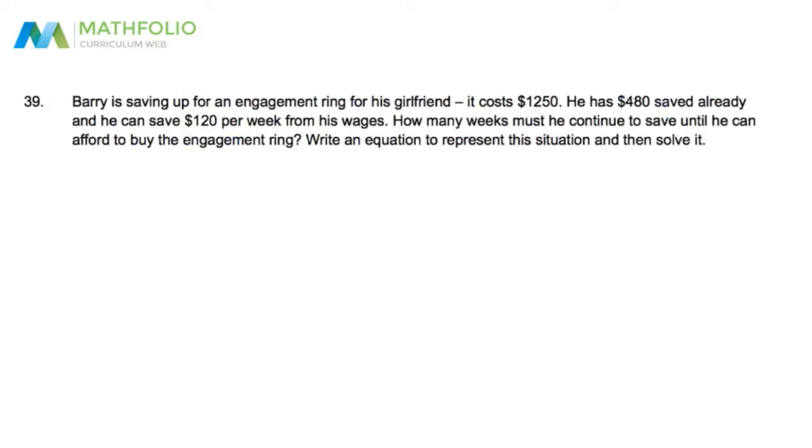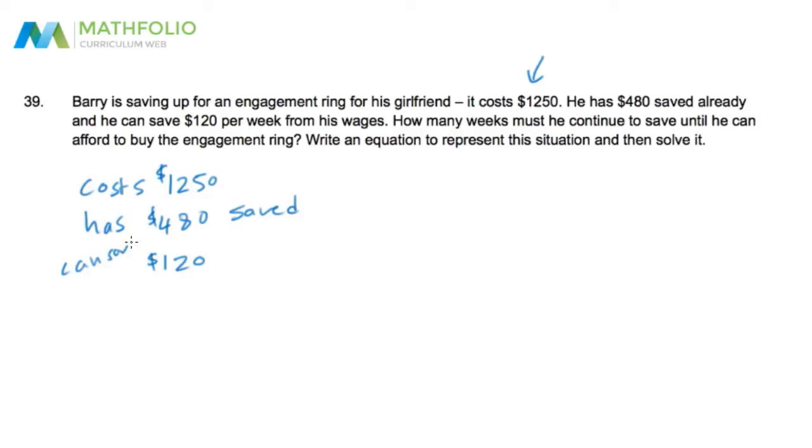So question number 39. Okay, so Barry is saving for an engagement ring for his girlfriend. It costs, so let me start writing down this information. It costs $1,250. That's this first piece of information. He already has $480 saved. And he can save $120 per week from his wages.